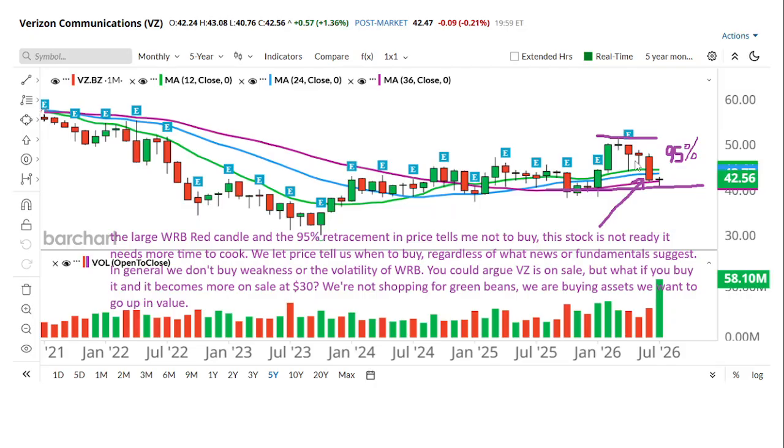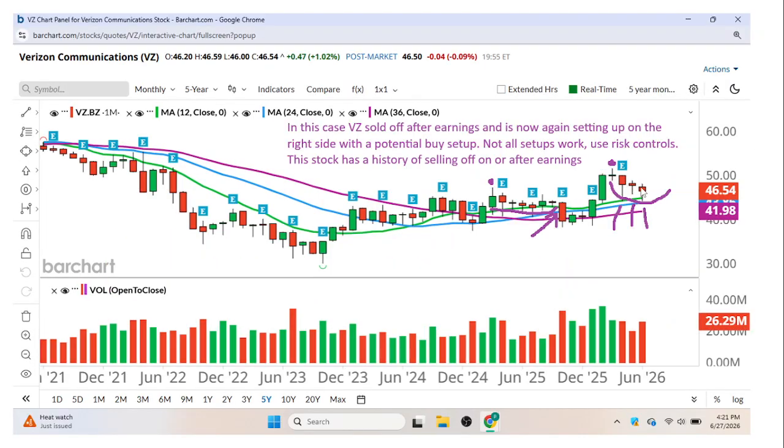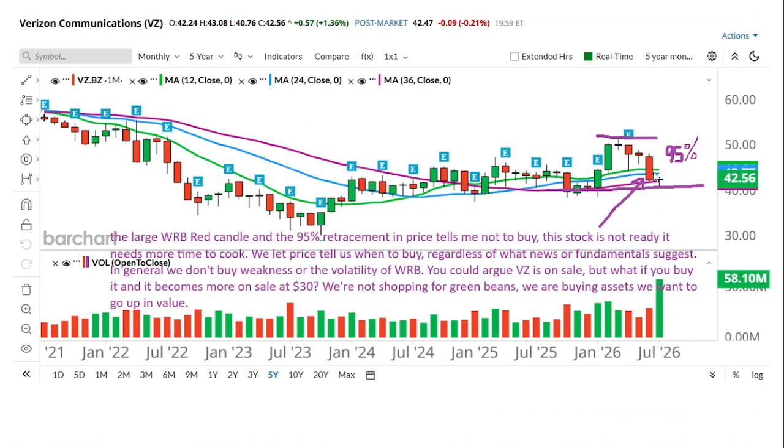This was where I took that shot here with these four candles, and then later that month in June, it really sold off a lot harder. It actually retraced from the top here back down to this area about 95%, and that's never a good thing. And this wide range candle confirmed that Verizon is just not ready, and it still needs time to cook. Okay, but as my notes say, the large wide range red bar candle right here and the 95% retracement in price tells me not to buy at this time. This stock is just not ready. It needs more time to cook.